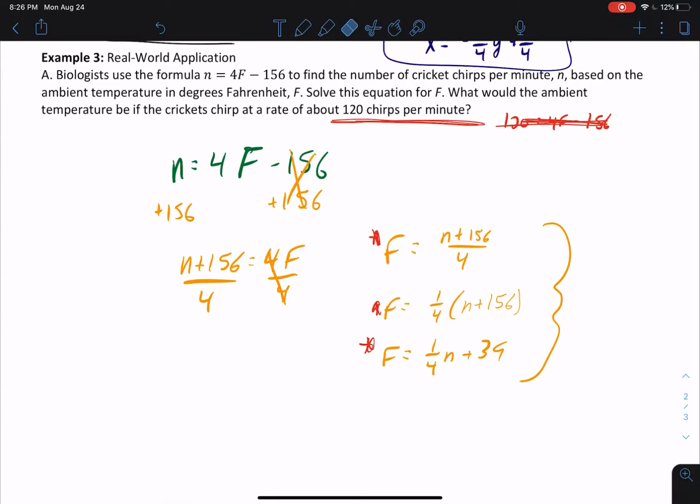So if I use the top one, I can say F equals, and I know the number of chirps is 120, then I just take plus 156 and I divide that entire numerator by 4. If I use my handy dandy calculator to do this quickly, I will figure out that the Fahrenheit is 69 degrees. So the ambient temperature that would result in 120 chirps per minute from these crickets is 69 degrees Fahrenheit.